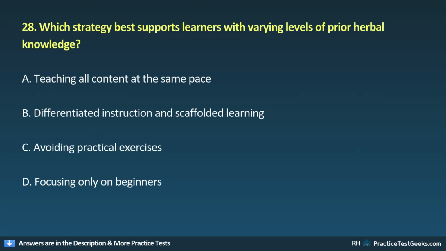28. Which strategy best supports learners with varying levels of prior herbal knowledge? A. Teaching all content at the same pace. B. Differentiated instruction and scaffolded learning. C. Avoiding practical exercises. D. Focusing only on beginners. 29.